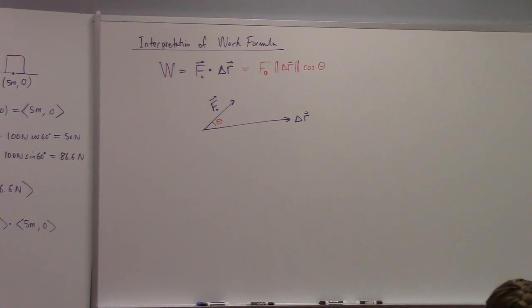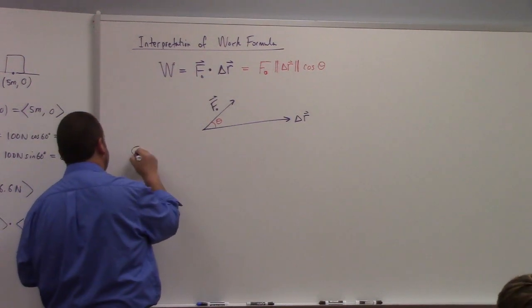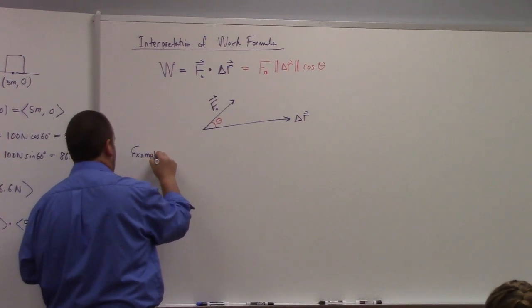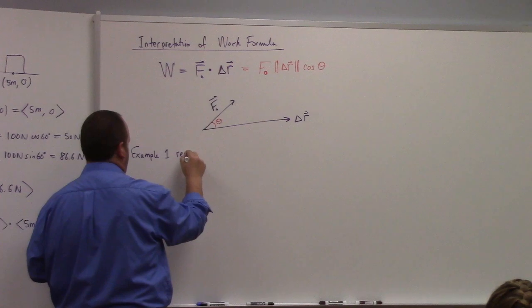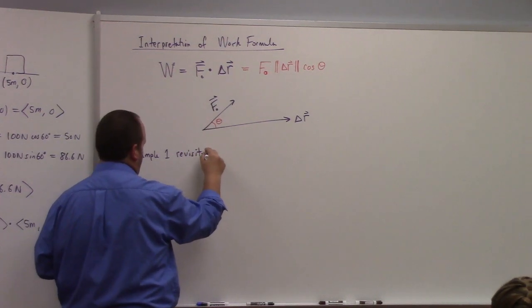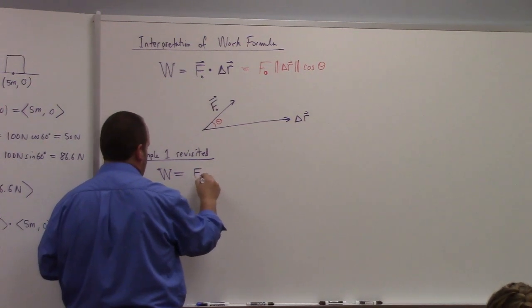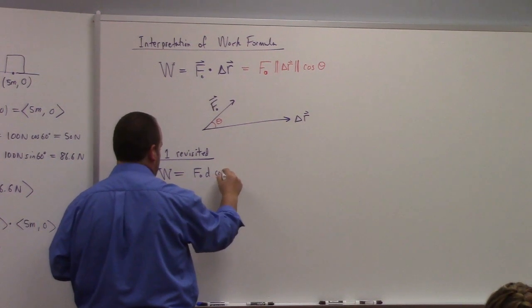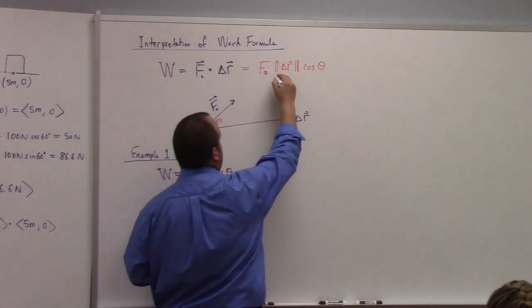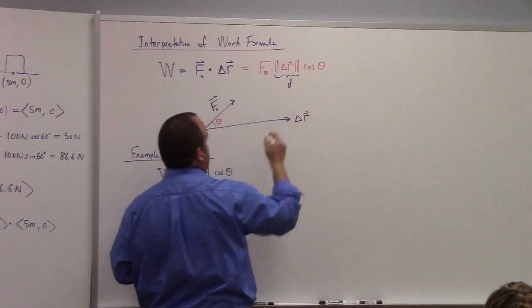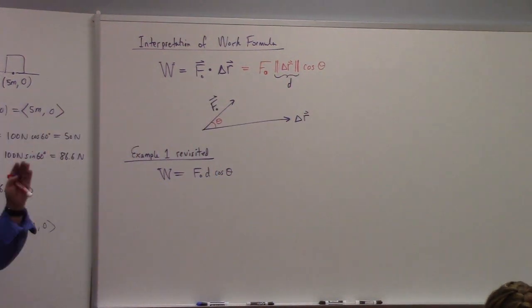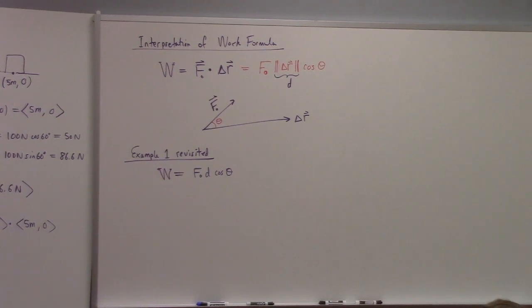That's another way we can look at this. So if I revisit my example 1 revisited, we could say that the work done is equal to F naught times the distance times the cosine. A lot of times people will use D for distance here because it doesn't give us a lot of joy to write bar, triangle R vector, bar again for the distance traveled.